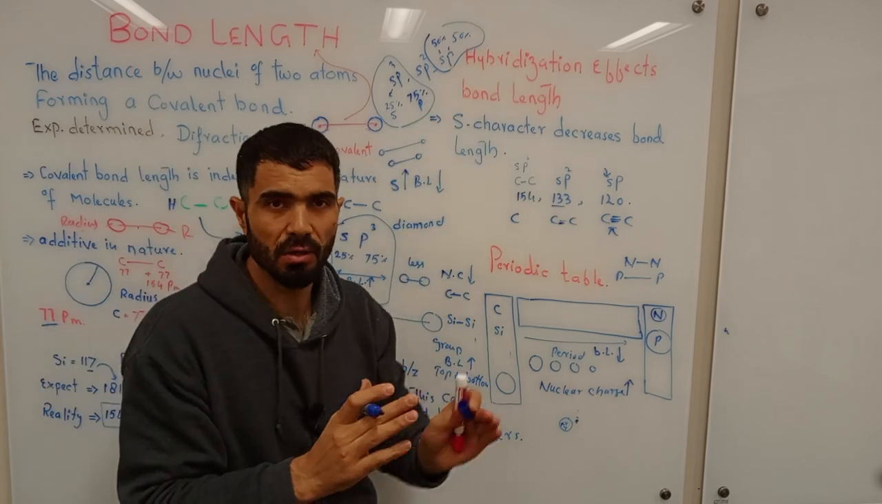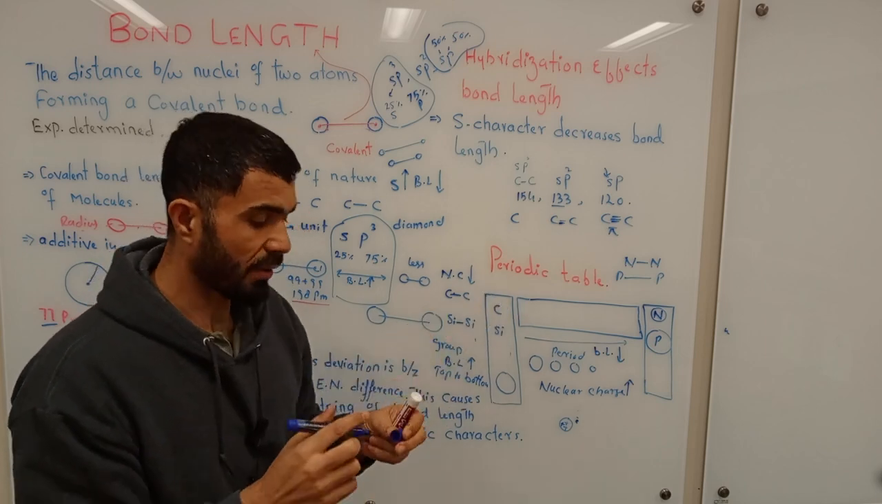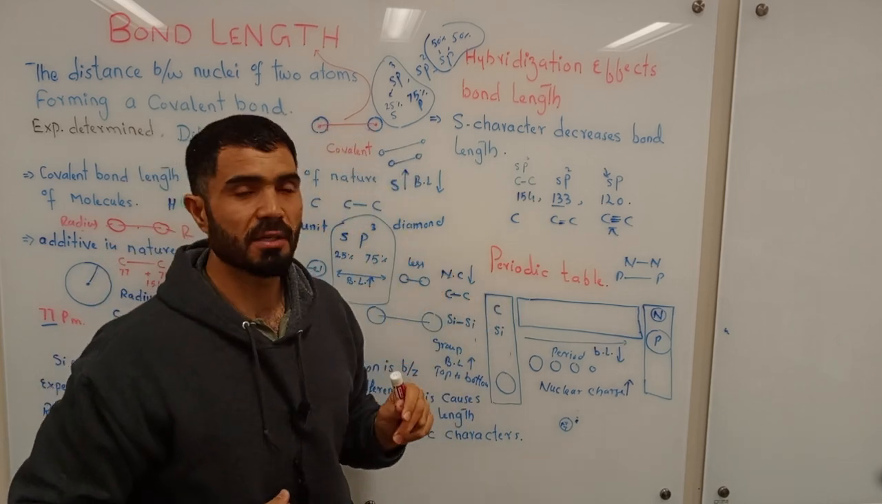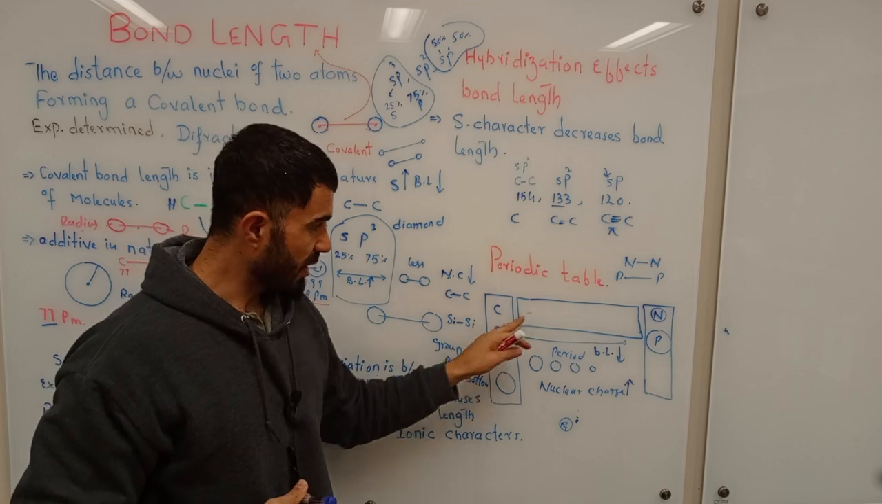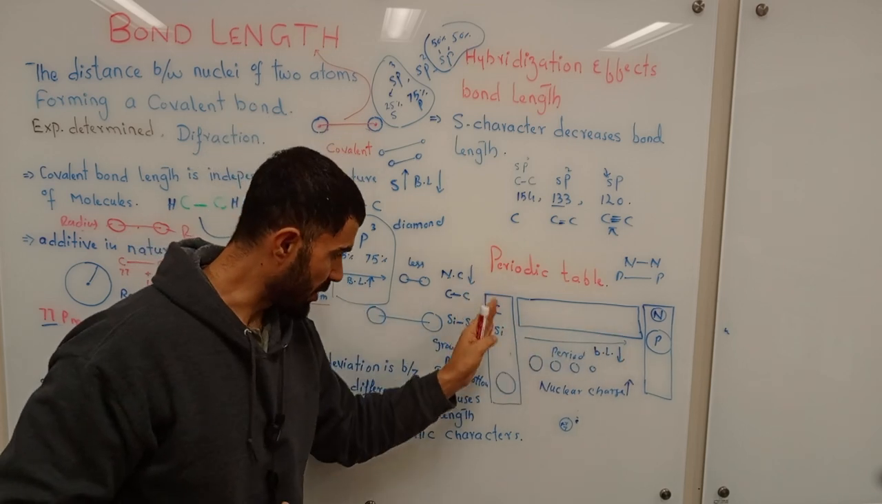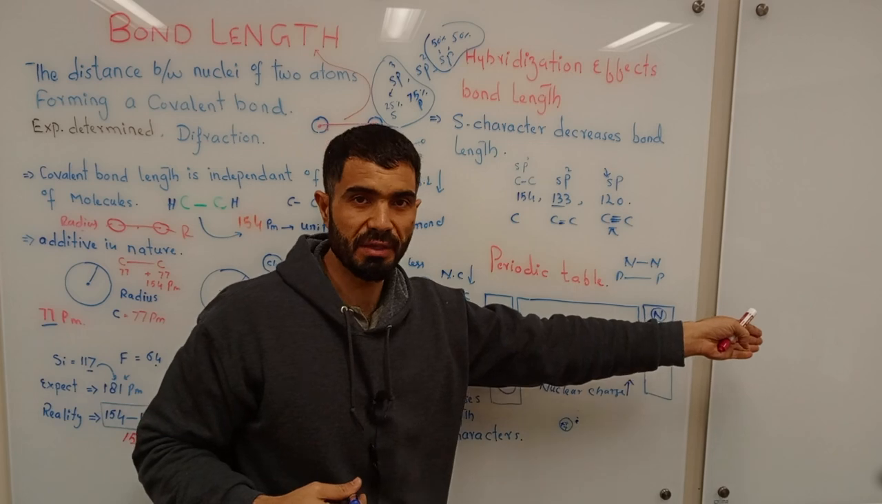sp3 hybridization, longer bond length. Now in the periodic table, the last part. In the periodic table, you see there are groups and periods. From top to bottom, group, and from left to right, period.